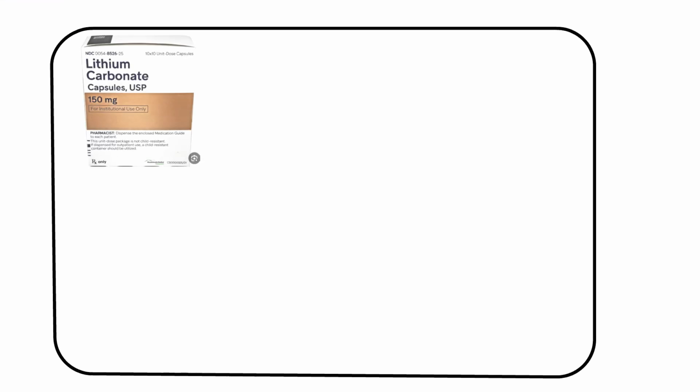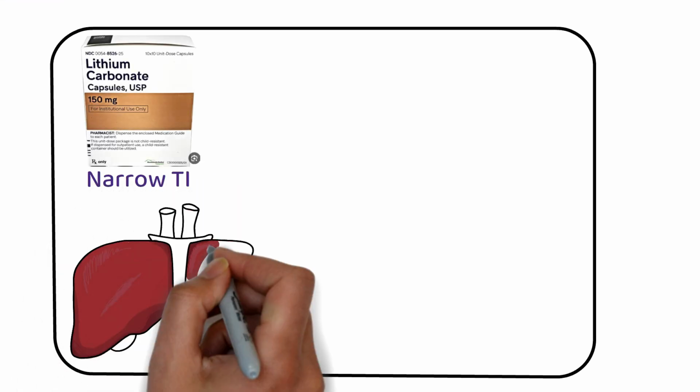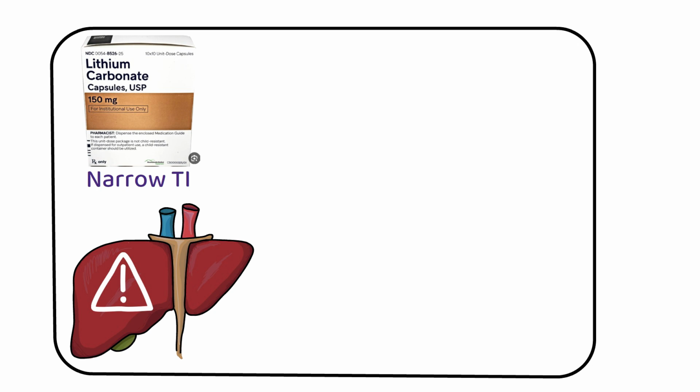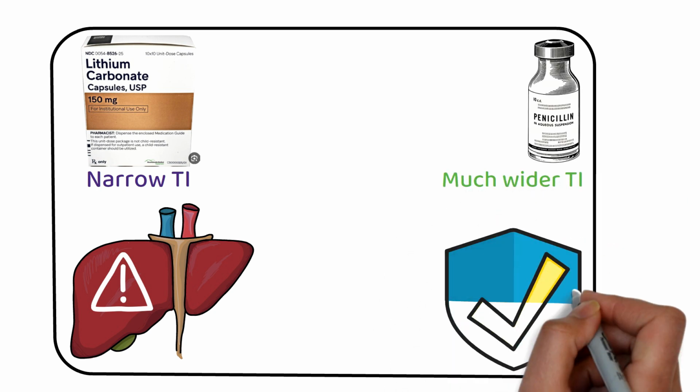Example, lithium has a narrow TI. Too much can lead to liver damage. Penicillin, much wider TI, safer to use.